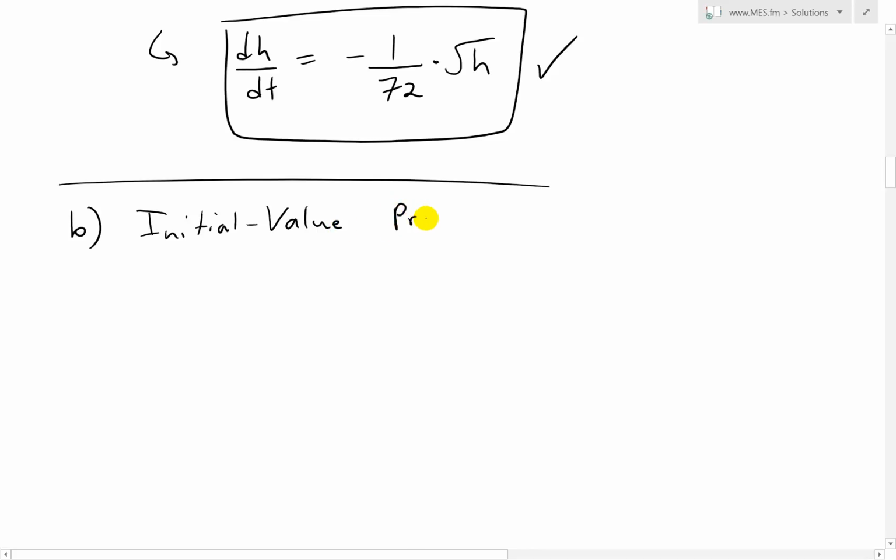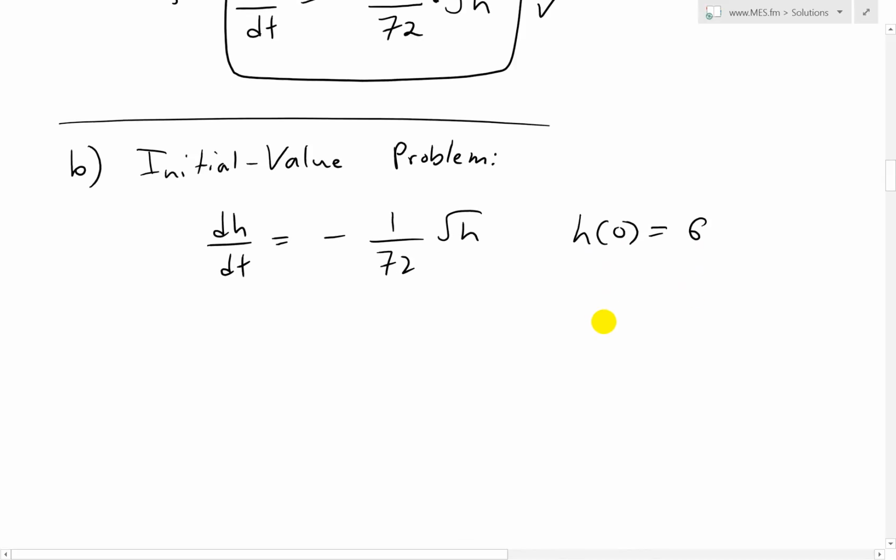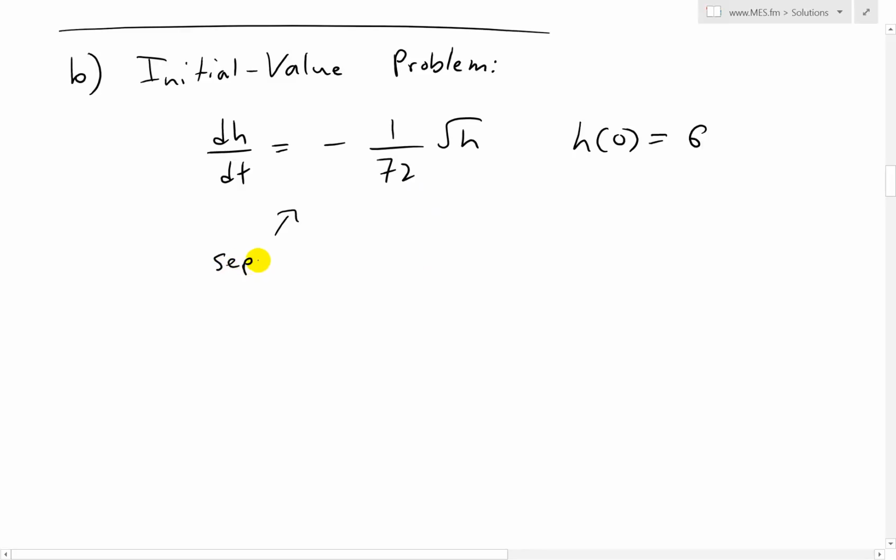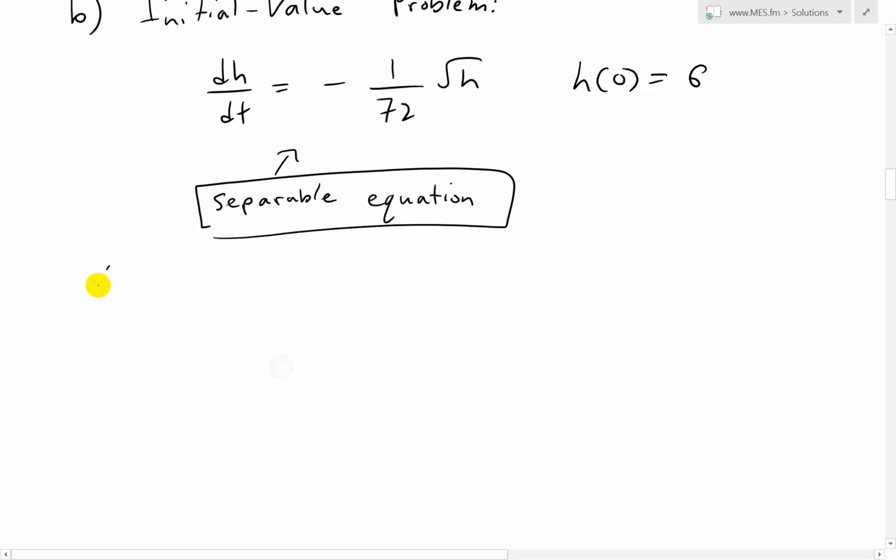So initial value problem, where we have a differential equation dh over dt equals negative 1 over 72 times square root of h, and we know that h of 0 is equal to 6 feet. This is a separable equation, because with the square root of h, we could separate it so that all the h's are on one side and all the t's are on the other side. So this is a separable differential equation. I'll circle that.